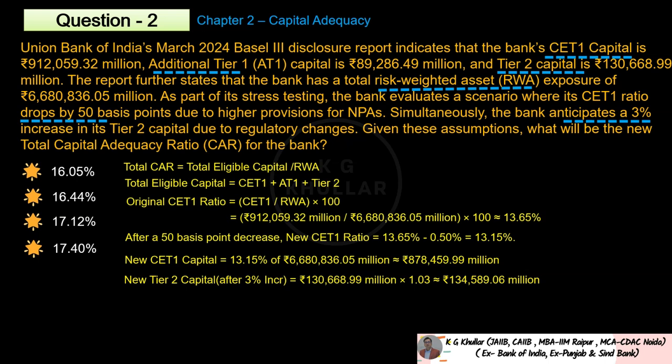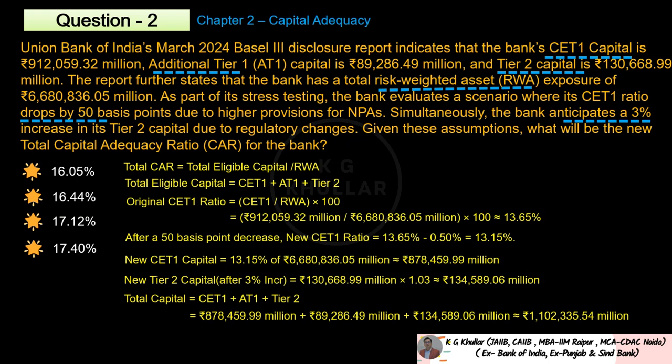So friends, we can find the new total capital, which is new CET1 plus AT1 plus new tier 2 capital, which is equal to 878,459.99 million plus 89,286.49 million plus 134,589.06 million, and which comes out to be 1102,335.54 million. So finally, the new capital adequacy ratio will be 1102,335.54 million divided by 66,80,836.05 million multiplied by 100, which equals 16.44%. Thus the correct option for the given question is option B.